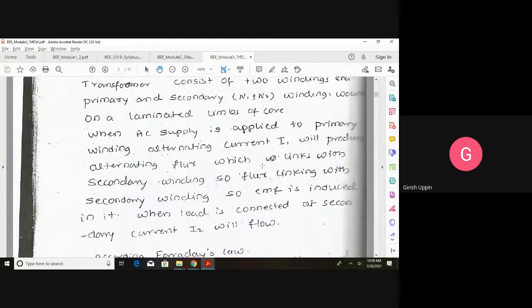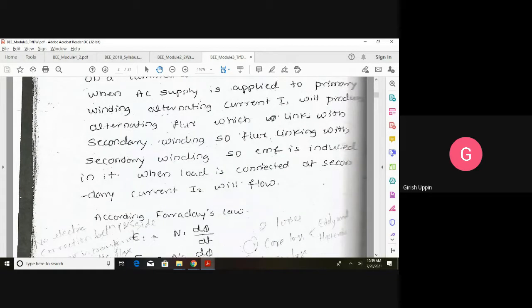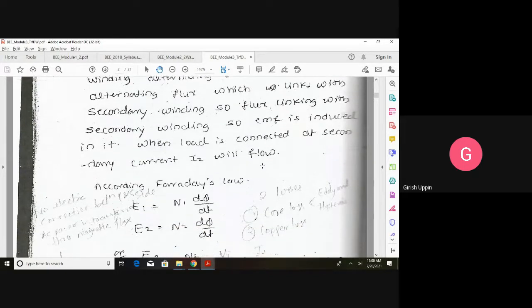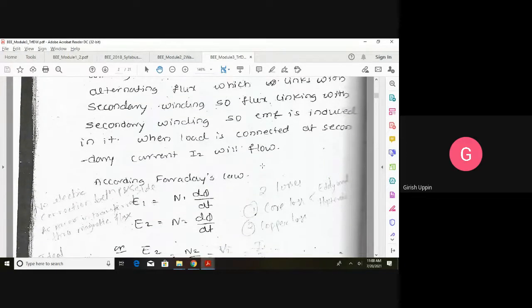When AC supply is applied to the primary winding, alternating current I1 will be produced, and alternating flux gets linked with the secondary winding. So flux linking with the secondary winding is changing. EMF is induced in the secondary winding, and when we connect a load to the secondary terminals, the load will draw the current, that is the secondary current, represented as I2. And whatever the induced EMF, we can represent it as per Faraday's law: E1 is equal to N1 d phi by dt. So this is nothing but Faraday's second law.